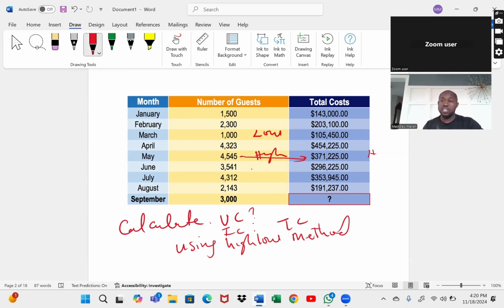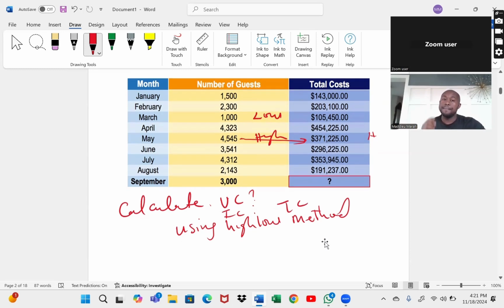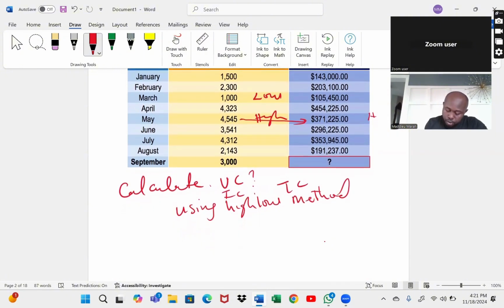We are asked to calculate fixed cost and variable cost using the high-low method. The concept is: look at the data, identify the high activity, identify the low activity. We've identified the high activity to be May, which is 4,545. And the cost of this one is 371,225. This is the high.